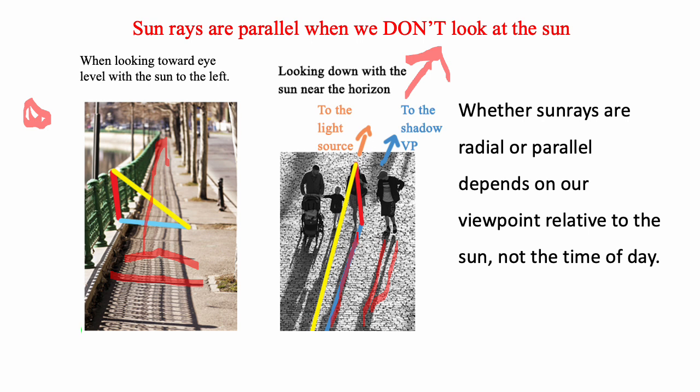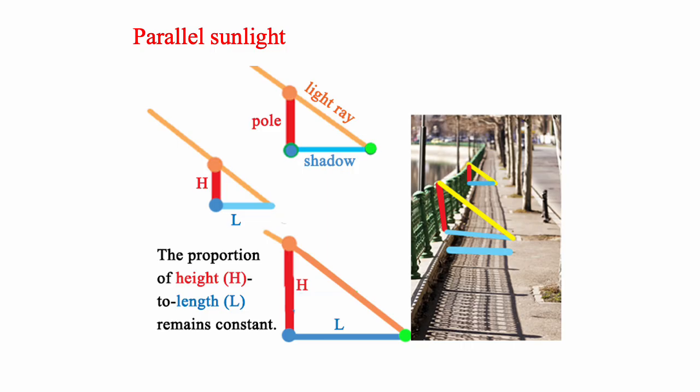So whether the sun rays are radial or parallel depends on our viewpoint relative to the sun, whether we're looking at it or not, not the time of day. With parallel sun, the proportion of the height of the pole to the length of its shadow remains constant. So let's look at this pole, and let's say it's 1x, and this is 1.5x. Then if you go to this distant one, this is still 1x and 1.5x.